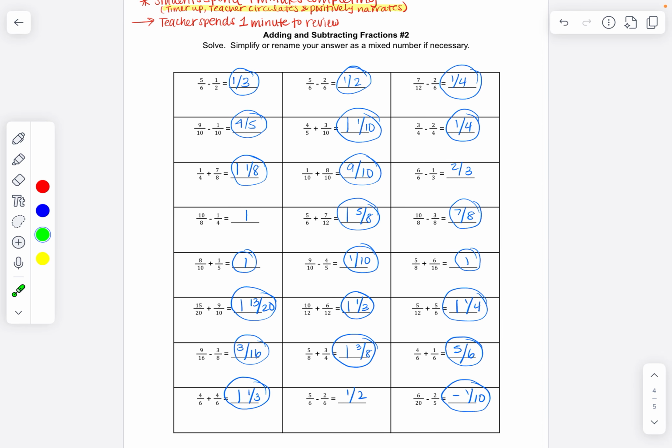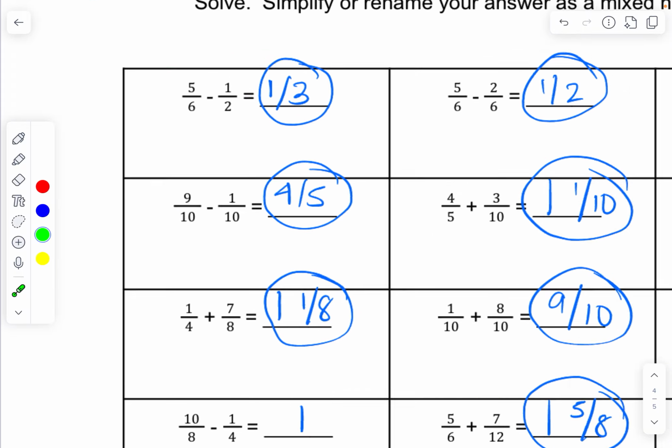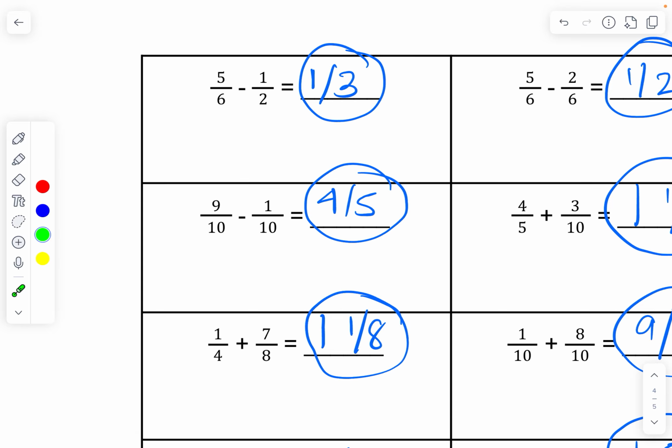Students are going to have to get these fractions to have the same denominator, okay? So some of these are easy, 9/10 minus 1/10, because they have the same denominator. 5/6 minus 2/6, easy because they have the same denominator. However, a lot of these do not have the same denominator, so students are going to have to do the work to convert one of the fractions so that both of them have the same denominator. So they're finding equivalent fractions to then be able to add or subtract, right?